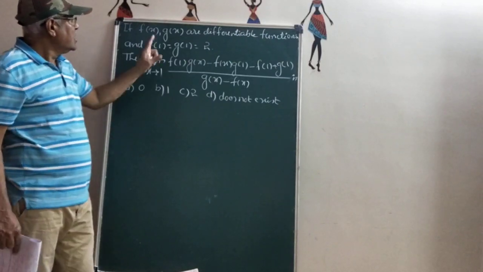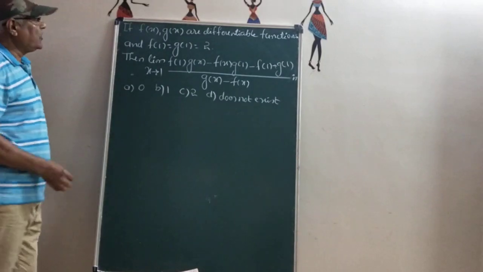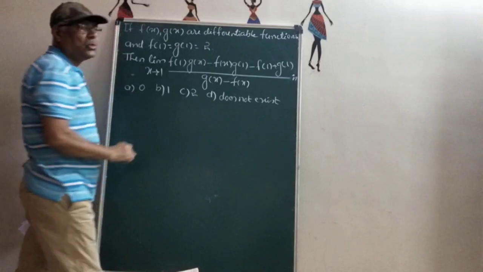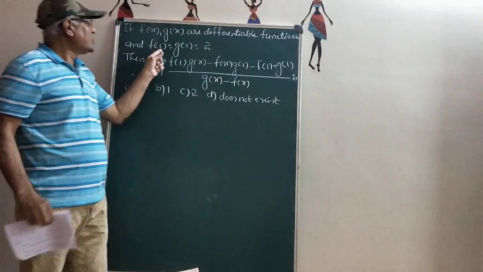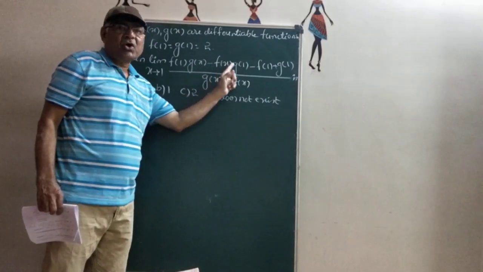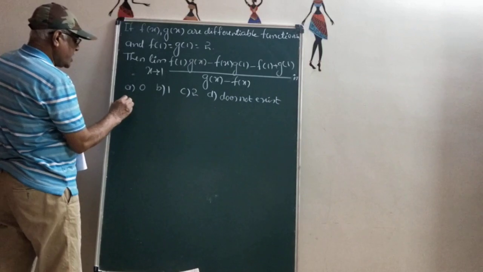Student, here f and g are the two differentiable functions, which means their derivatives can be found. And the values of f(1) and g(1) are equal to 2. So when they are equal to 2, here f(1) and g(1) play the role of constants. So now let me differentiate.